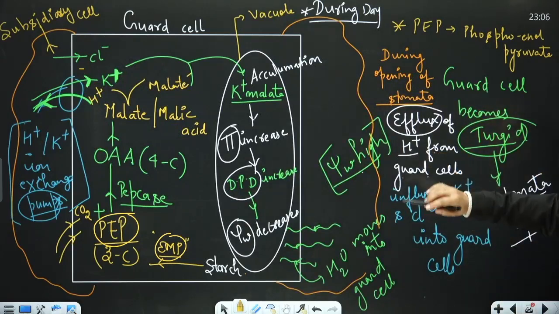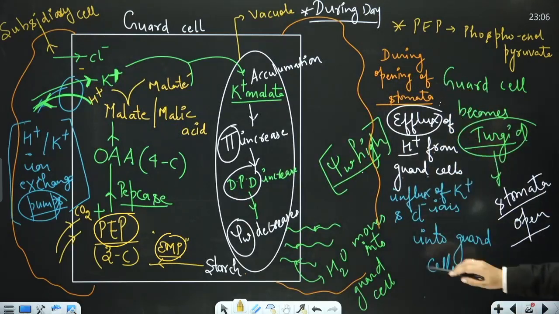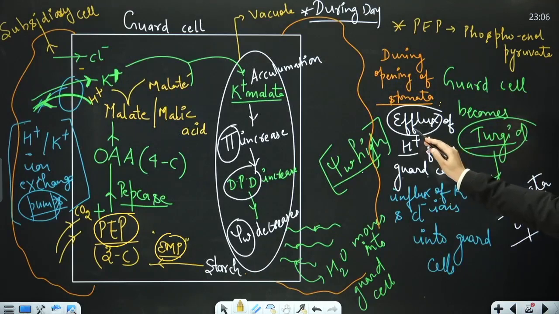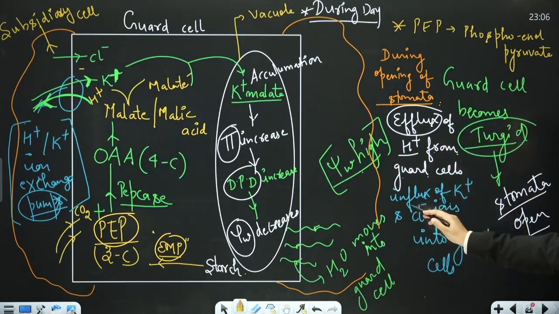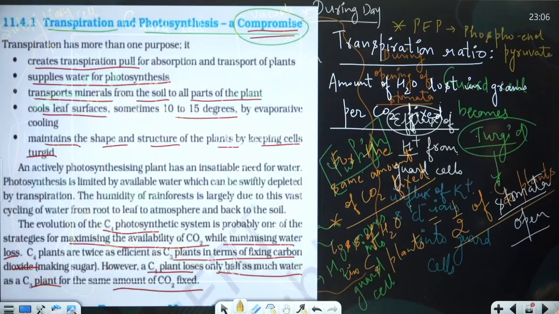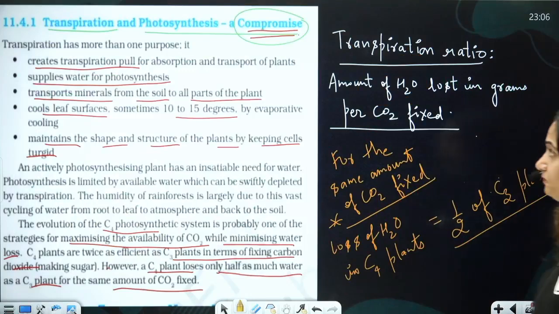So what happens during day? During opening of stomata, guard cells become turgid and stomata open. And what happens during opening of stomata? There is efflux of hydrogen and influx of potassium and chloride ions. Okay, so this is the basis behind the opening of stomata.